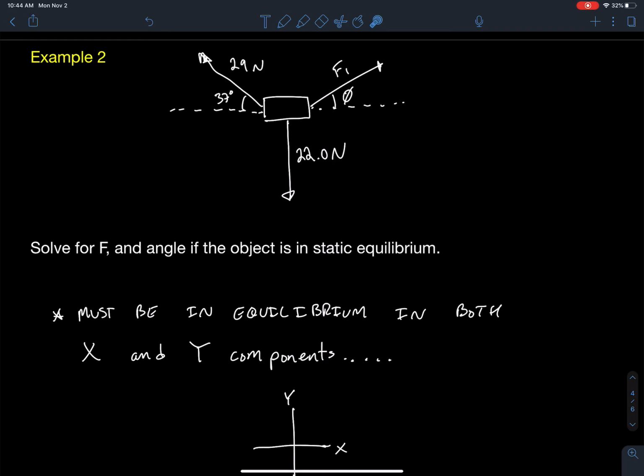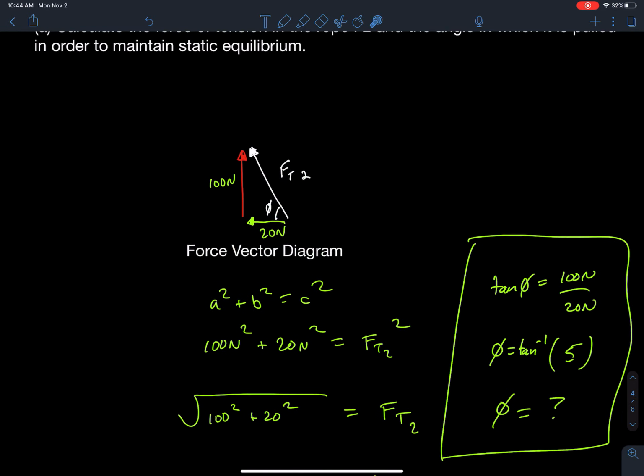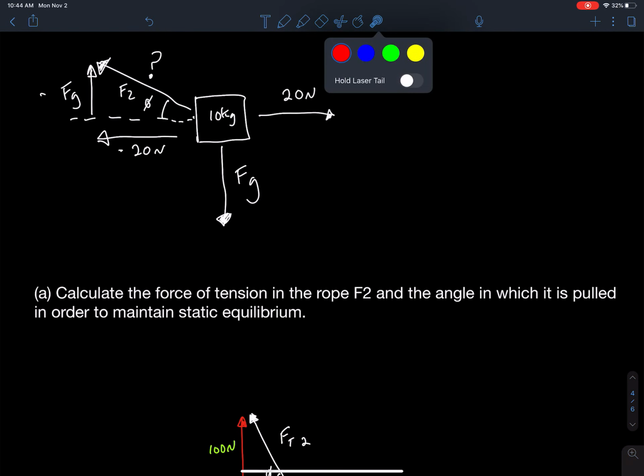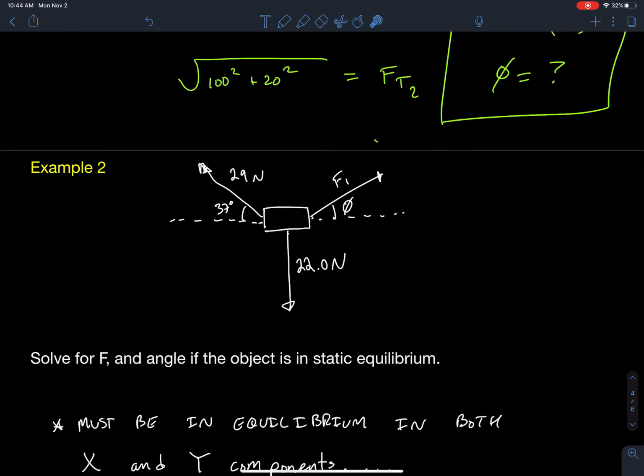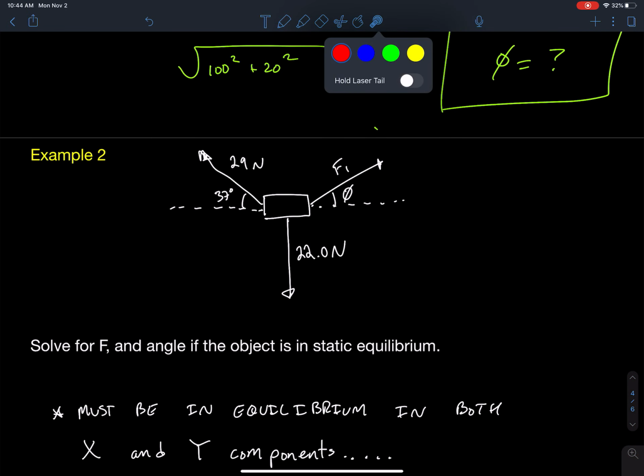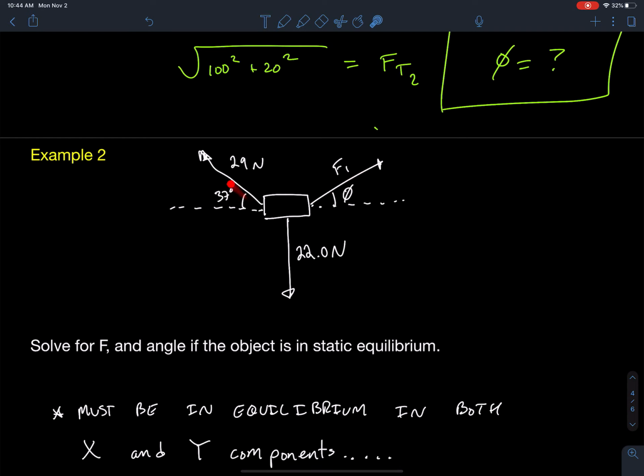This is just a little bit more difficult, because it was a lot easier when one of the forces is horizontal and vertical, but now I have two forces acting at an angle, so this is a little bit more challenging to solve.